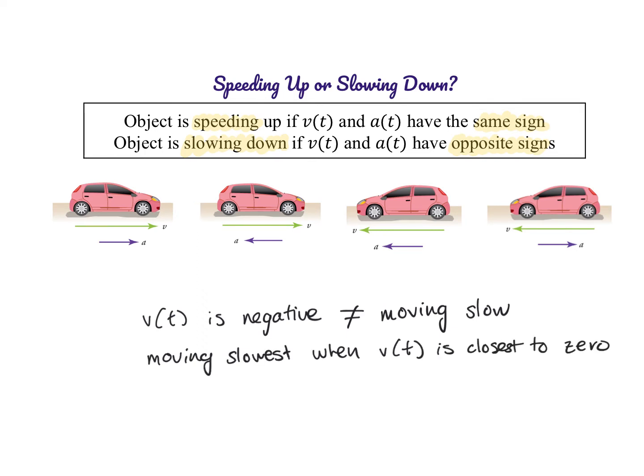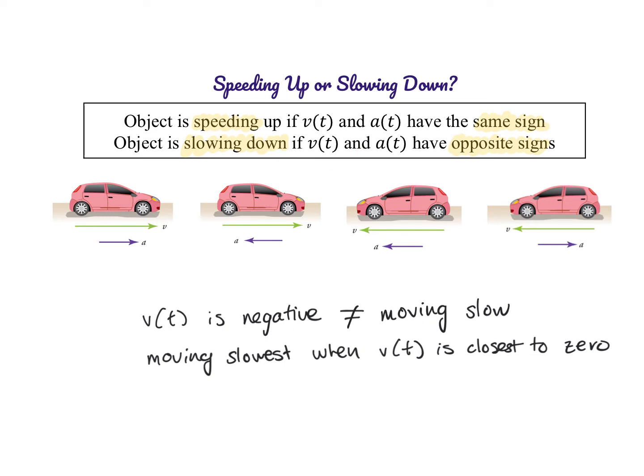So actually, the more positive or the more negative you get, the faster you are going. So just keep that in mind. Same thing with acceleration. Just because your acceleration is negative does not necessarily mean by itself that you are slowing down. It just means that the rate of change of your velocity is negative. So please keep that in mind. Positive does not mean faster than negative when we're working with velocity.